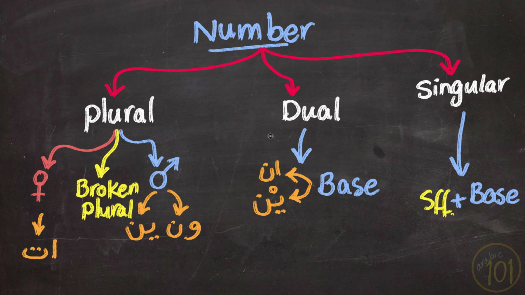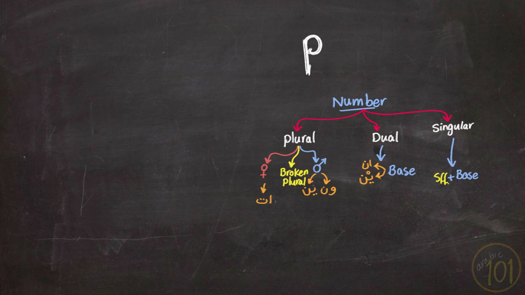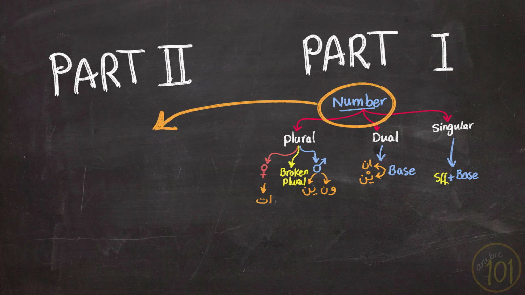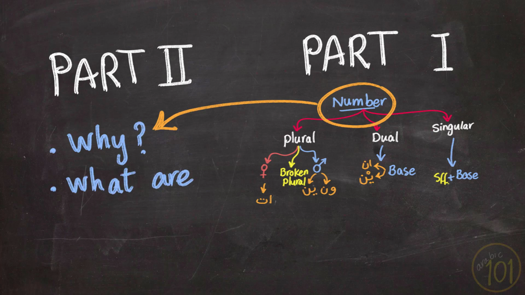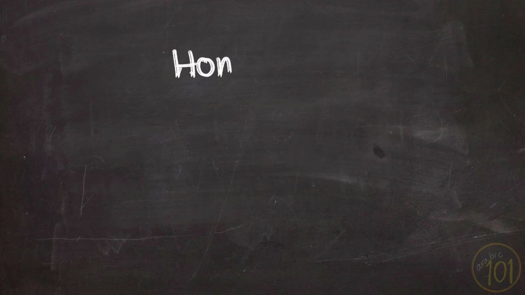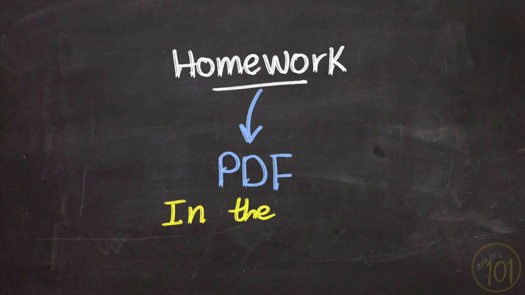This was part 1 of this lesson, and in the next lesson, we'll discuss why knowing these facts is important to understanding the context of the ayah, and what kind of consequences are linked to knowing the number of the noun. And before you go, don't forget to check out the description for your homework of this lesson.